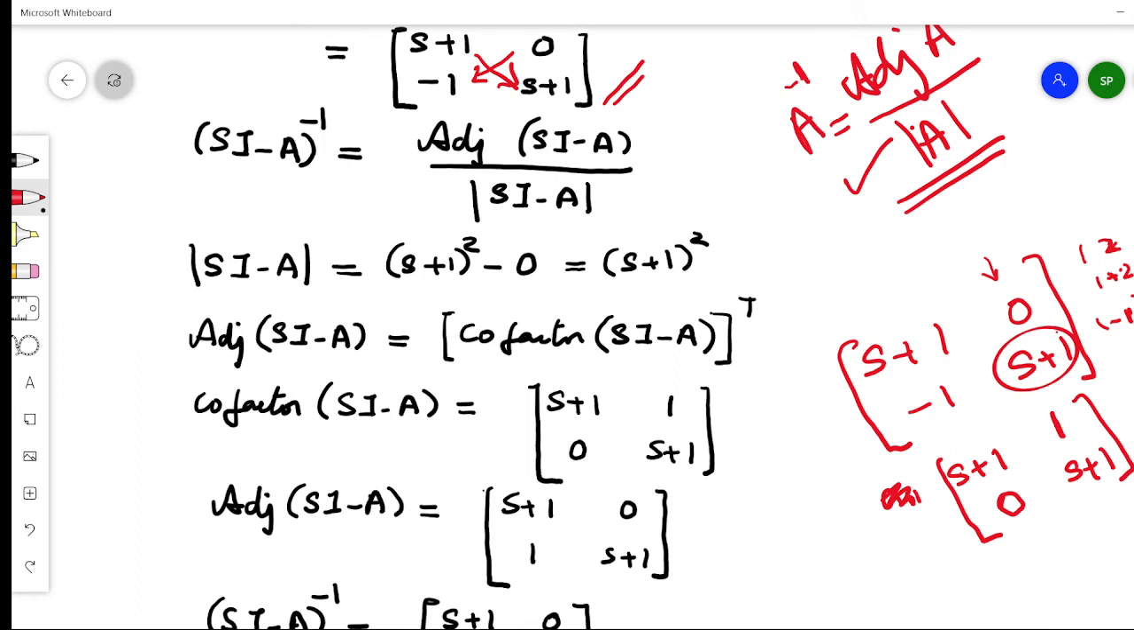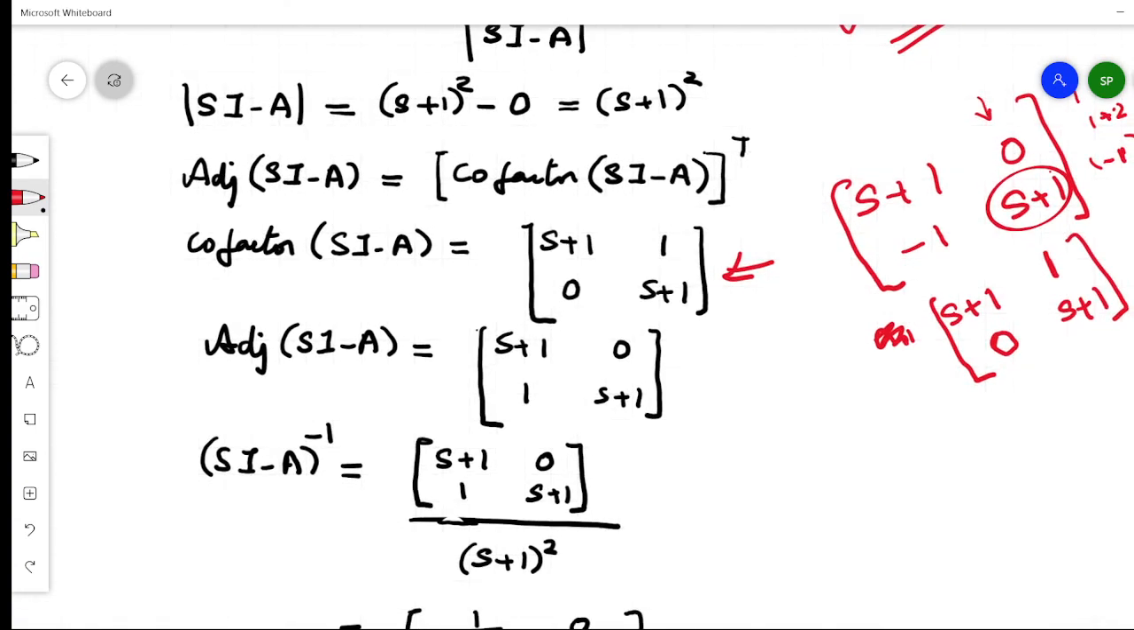So the cofactor here we got as s plus 1, 1, 0, s plus 1. Then for finding the adjoint matrix, you have to take the transpose of this. Transpose means just to interchange the rows and columns. So the first row becomes the first column, the second row becomes the second column. That's it. So we got the adjoint matrix.